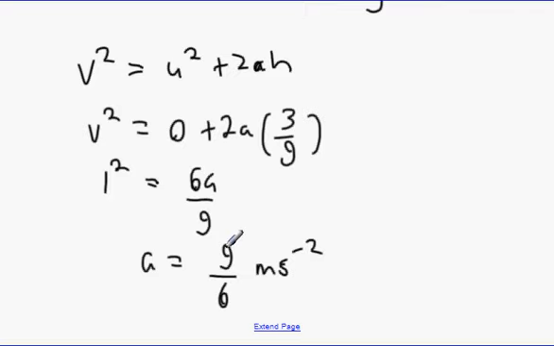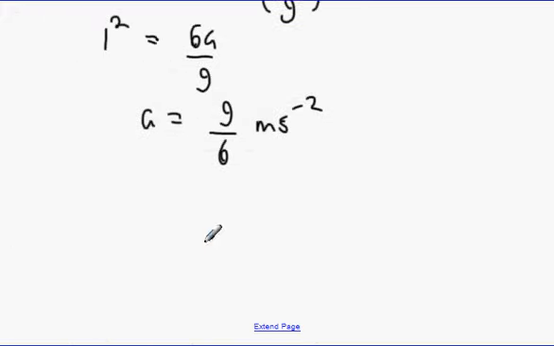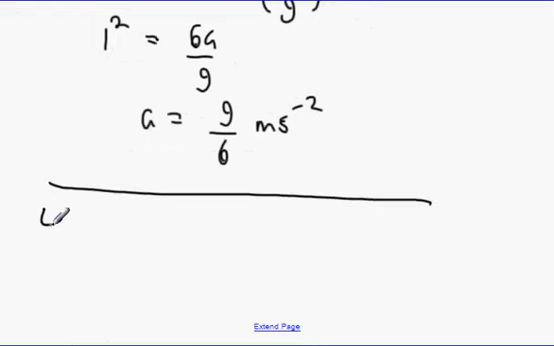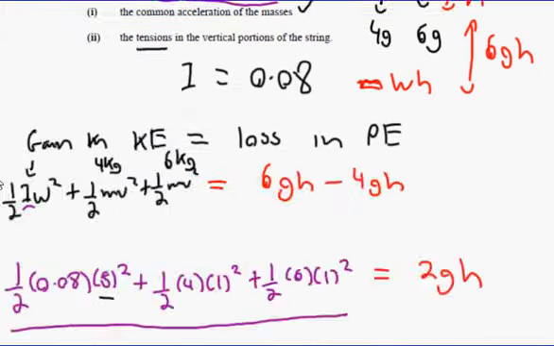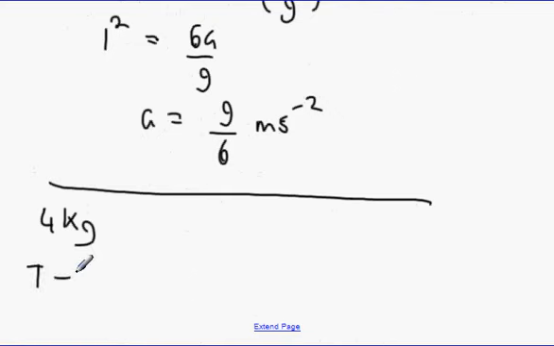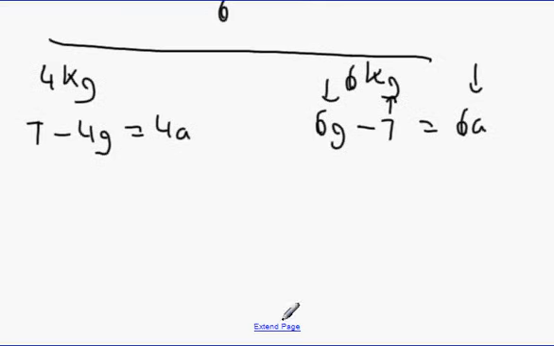Okay, and now finally part 2, the tensions in the vertical portions of the string. Write down both equations. For the 4 kilogram particle, which one's winning, tension or weight? Is it going up or down? Tension's winning if it's going up. So it's going to be tension minus 4g equals 4a. For the 6 kilogram particle, 6g is winning, the weight's winning, the tension's trying to hold it up, but overall it's going down. Okay, put in your value for a.